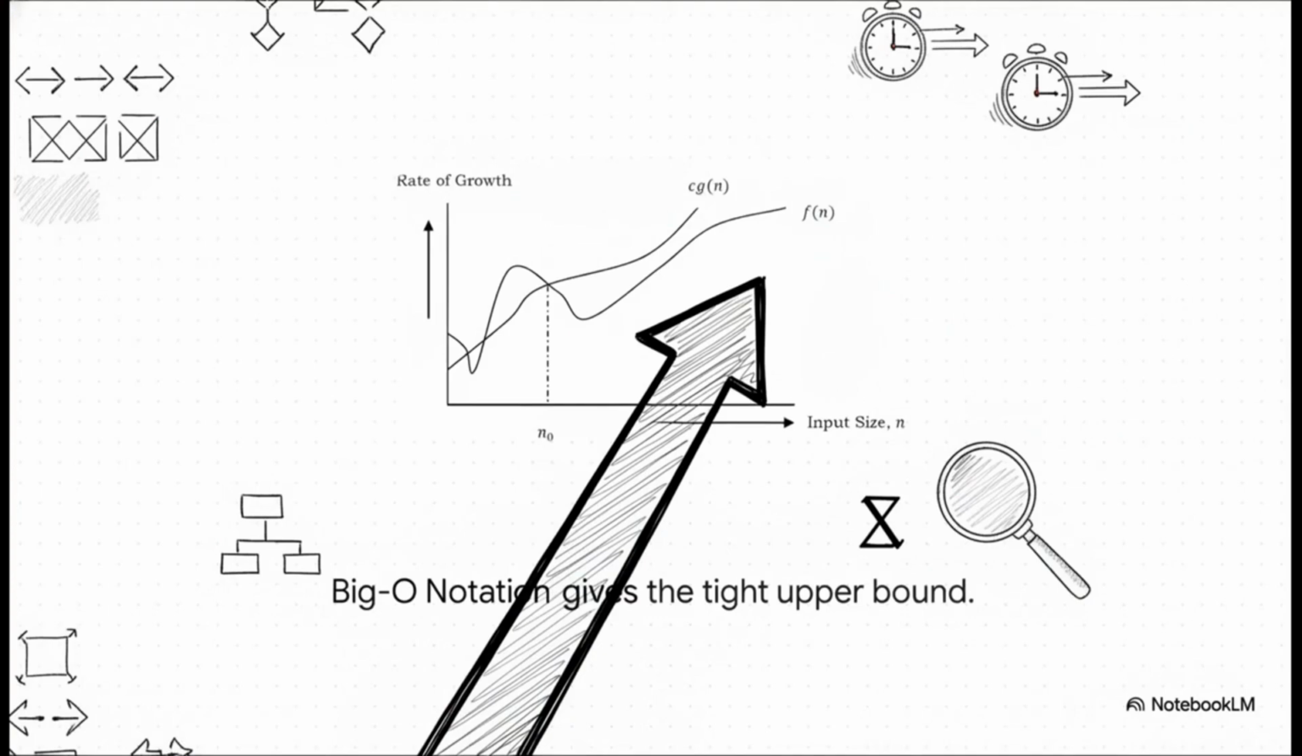To seamlessly communicate these performance metrics, computer scientists use what's called asymptotic notation. Big O is a highly practical rule of thumb that focuses purely on the highest degree term of a mathematical function. Basically, we ignore the small coefficients and just look at the dominant growth rate to find the tight upper bound. In plain English, Big O tells us the absolute maximum time an algorithm will take as the input size grows infinitely large. It is our ultimate worst-case guarantee.